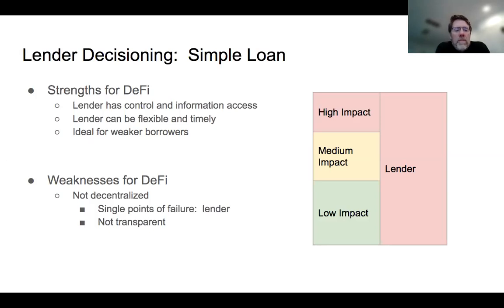From a DeFi perspective, and again, I'm thinking of strengths and weaknesses from a DeFi perspective. There are clearly other ones from the real world perspective. I've consciously left those alone. So this is really not decentralized. If I had to pick the one main criticism of the lender model, there's a single point of failure, i.e. the lender, and it's not transparent. It's essentially the lender to the borrower, and no one else knows what's going on. So this has some strengths, and it definitely has some weaknesses too.